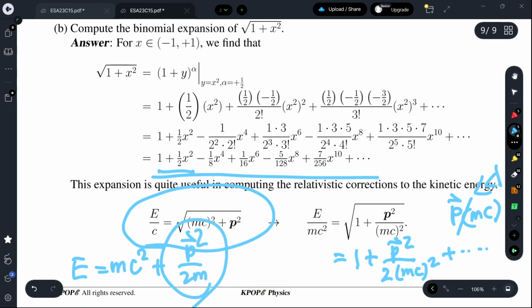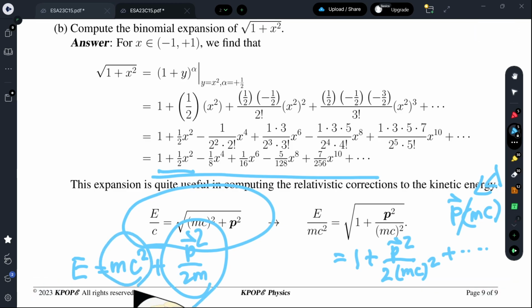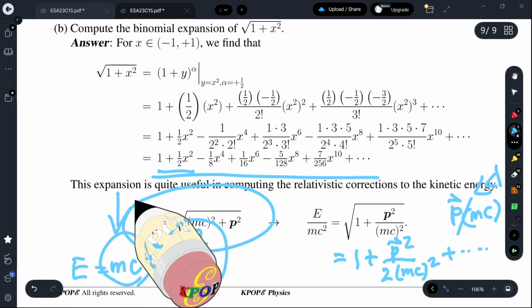This is the non-relativistic kinetic energy that Newtonian mechanics gives. This is the rest energy of a massive particle that is developed. That is the consequence of Einstein's special theory of relativity.